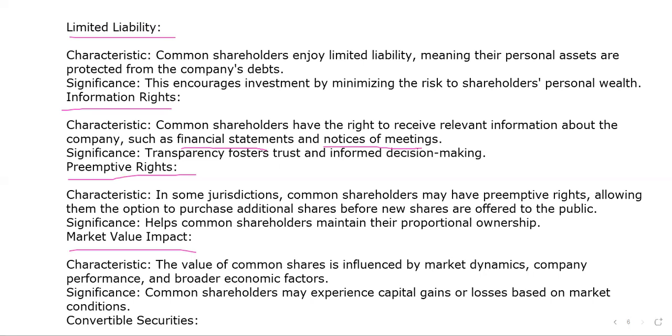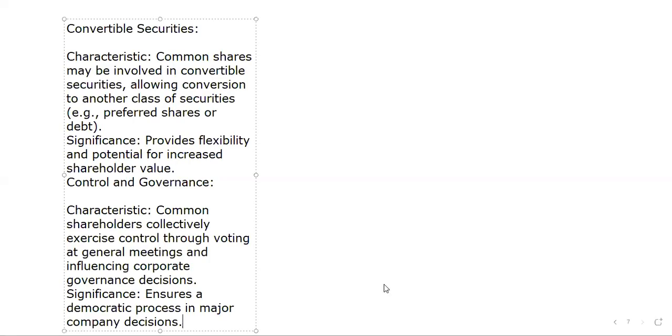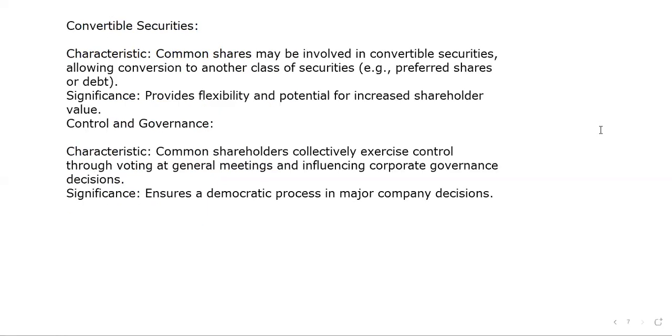What are convertible securities? Convertible securities are options where shareholders are allowed to convert their shares into another class of securities, like preferential shares or debt, or vice versa. You may want to upgrade your shares into another form. So it provides flexibility and the potential for increased shareholder value.